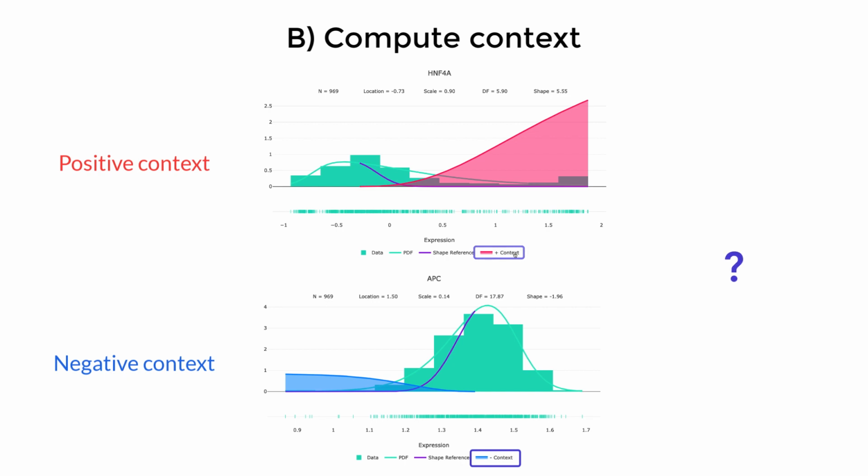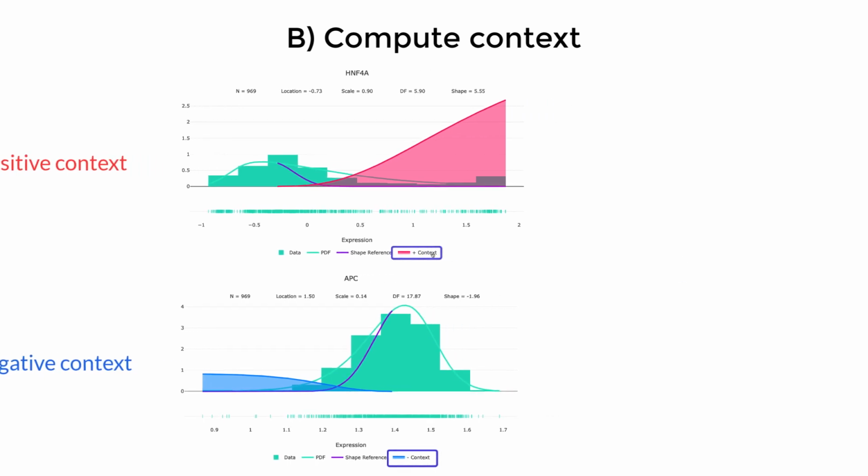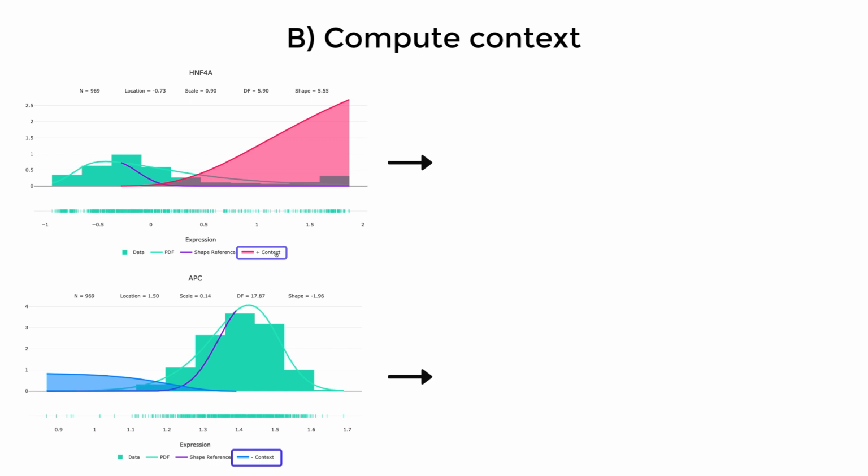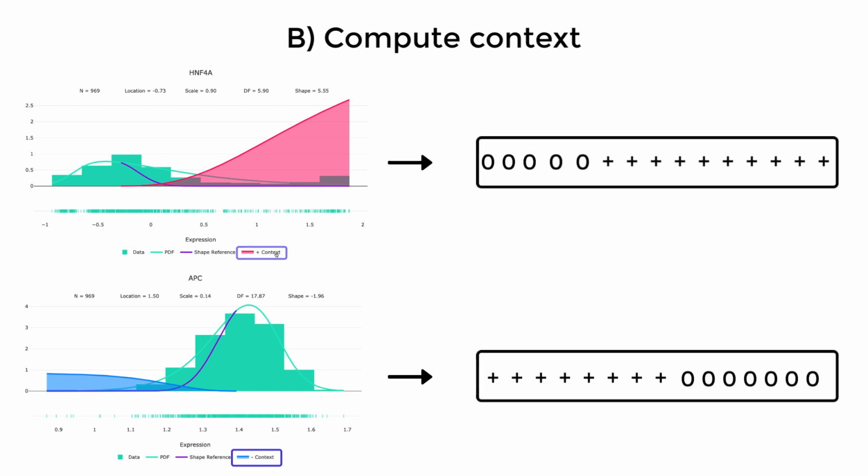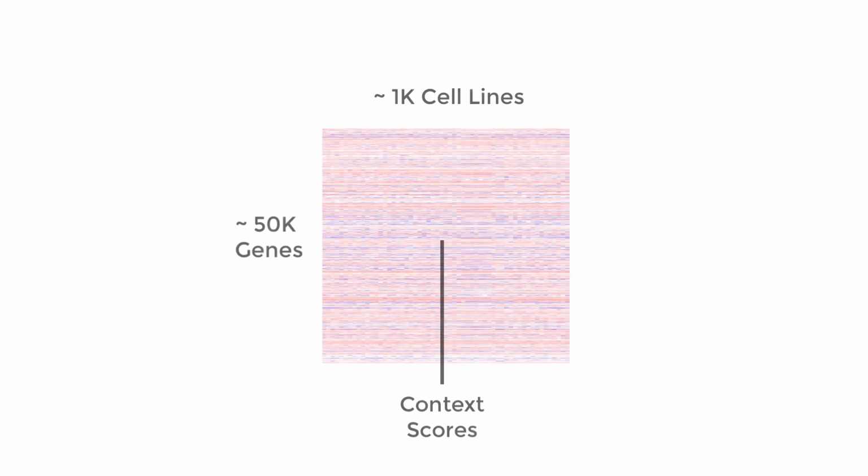However, do you notice a problem here? If negative and positive context both have positive values, how are we going to distinguish between them? If I save the context scores for these genes as is, I'm not going to know whether they have positive context or negative context. To solve this problem, negative context scores are saved as negative numbers. Now imagine that we compute the context like we did here for each of our 50,000 genes, and we save the context scores in a gene by cell line matrix.